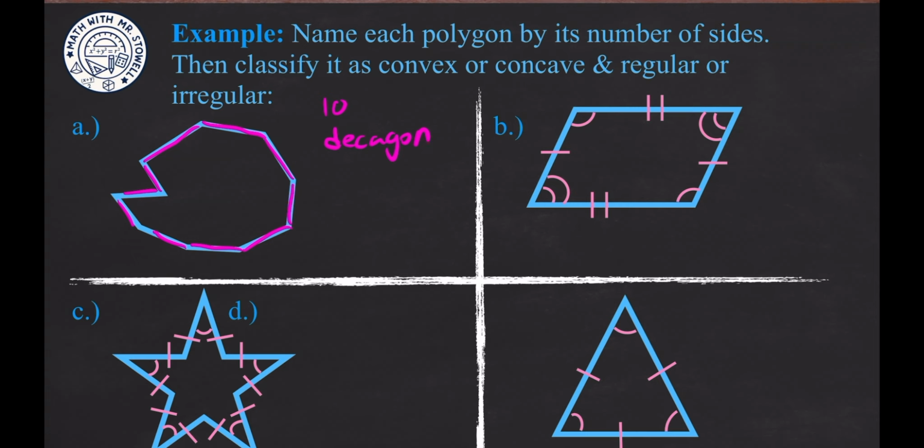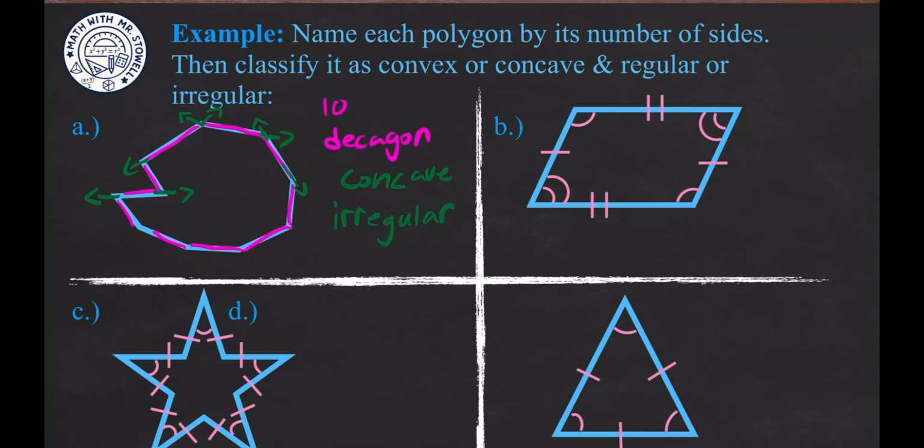Convex or concave. Well, let's extend some of the sides. If we extend this side, we're good. If we extend this side, we're good. If we extend this side, we're good, right? We keep working our way around. Wait, if we extend this side over here, this is going through the shape. So this is concave. And is it regular or irregular? Well, it doesn't mention anything about the lengths of the sides or the measure of the angles. So we're going to say that this is irregular.